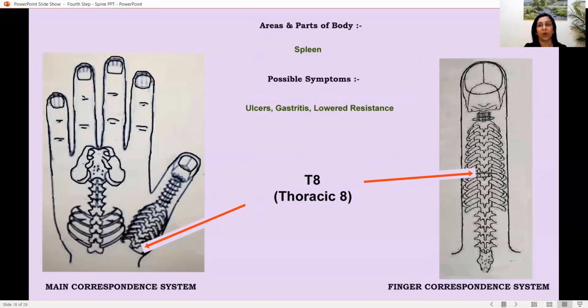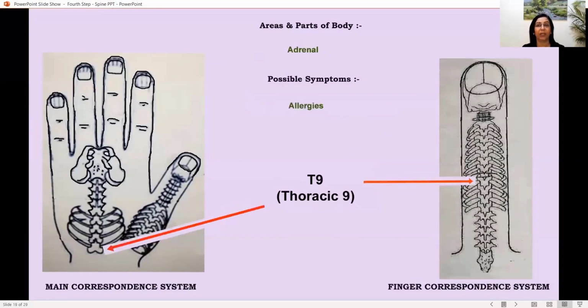When the immune system is compromised, you have to definitely treat the spleen. And with that, definitely treat T8, which is the thoracic 8 vertebrae. T9 vertebrae is for adrenal gland issues, and possible symptoms could be allergies, and even for emotional issues. Adrenal glands are very important to be treated for emotional issues. So at that time also treat the T9 thoracic vertebrae.